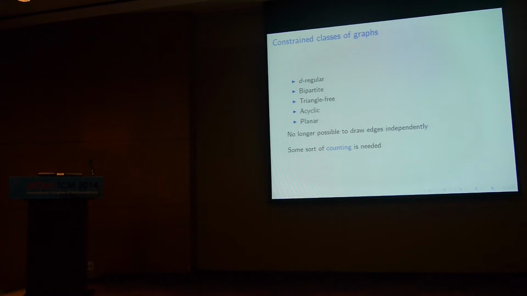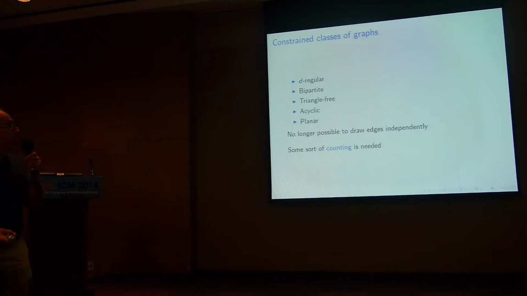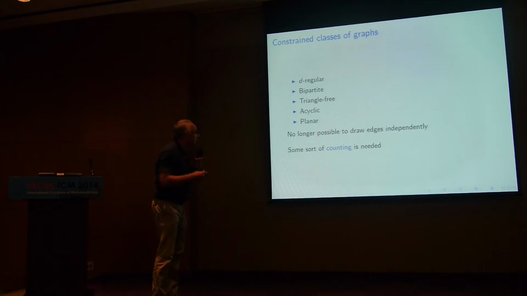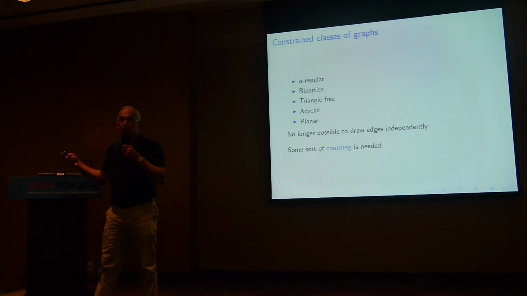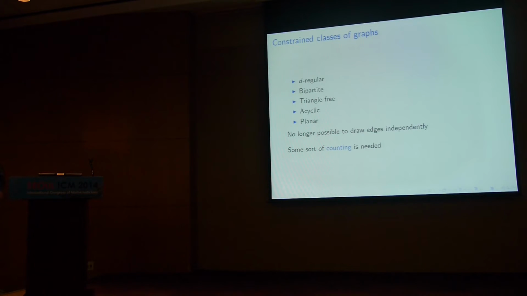So the first one would be to be regular, so all the vertices have the same degree. This is clearly an interesting class. Or being bipartite, or triangle-free, meaning not containing a triangle, or maybe not containing a cycle, or, as we'll talk about later, being planar. But in these cases, it is no longer possible to draw edges independently, because if you draw one edge, then the next edge could create a triangle or a cycle where before there was none.